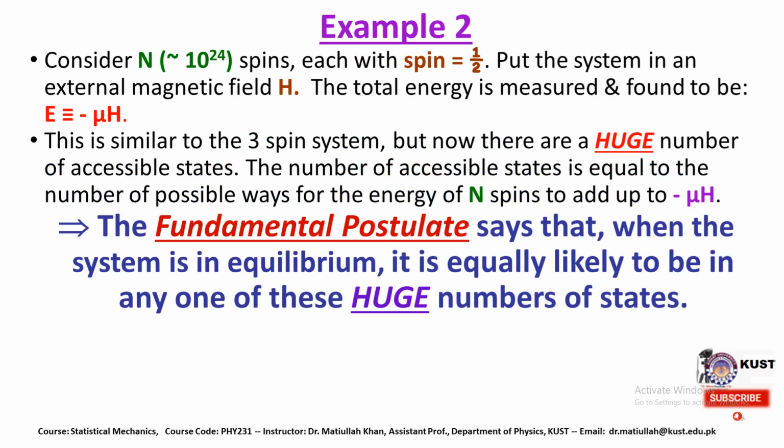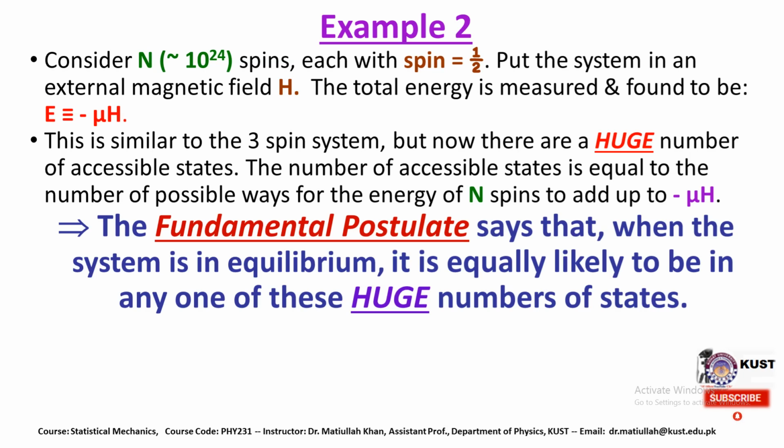We have some other examples. We consider N particles, around 10 to the power 22 spins, each with a spin of 1/2, and we put the system in an external magnetic field H. The total energy is measured and found to be equal to minus mu H. This is similar to the 3 spin system, but now there is a huge number of accessible states.